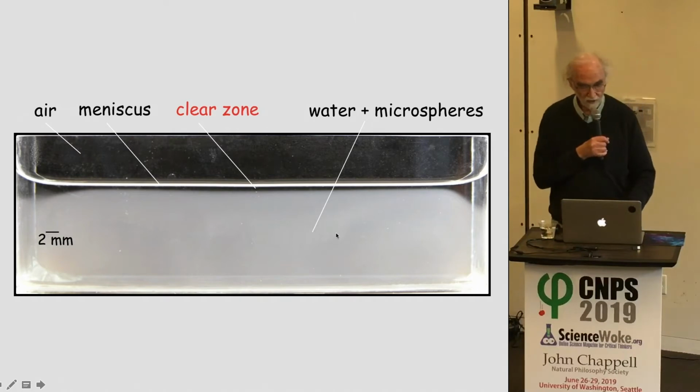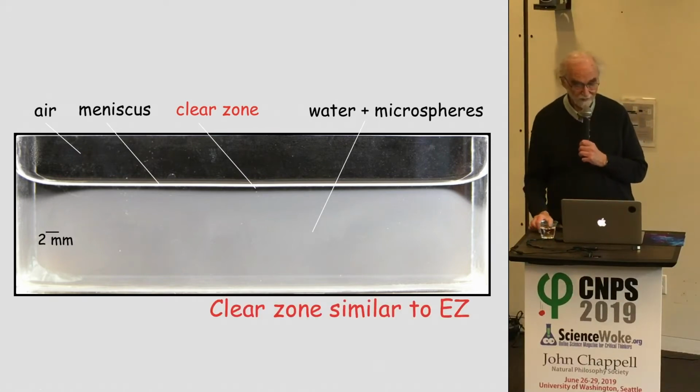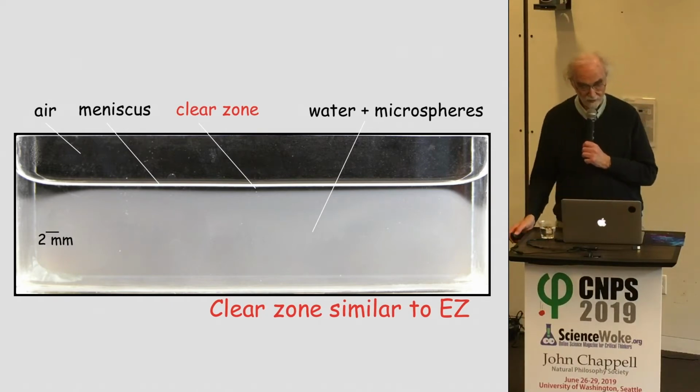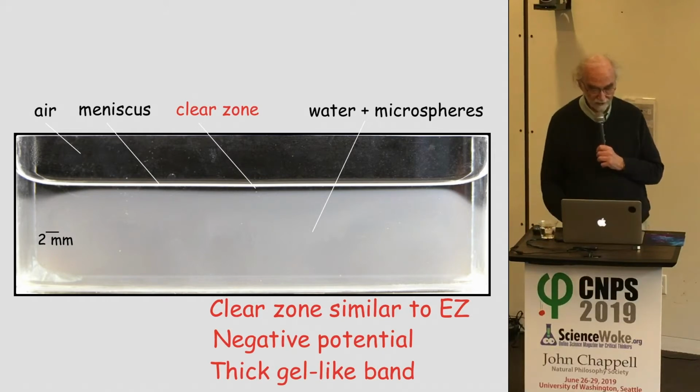We pour water and microspheres into the chamber, and what you get is, well, you have air up here, you have a meniscus that forms here, and this is cloudy because the microspheres scatter light. And we found that over about 15 minutes or so, a clear zone opens up and then remains stable. So this clear zone is similar to an EZ because it's free of microspheres. We took an electrode and measured the electrical potential, and we found it's negative, just like most EZs. And the next slide will show you that this clear zone here is not water.